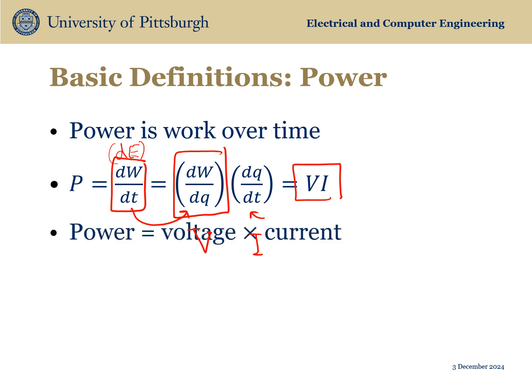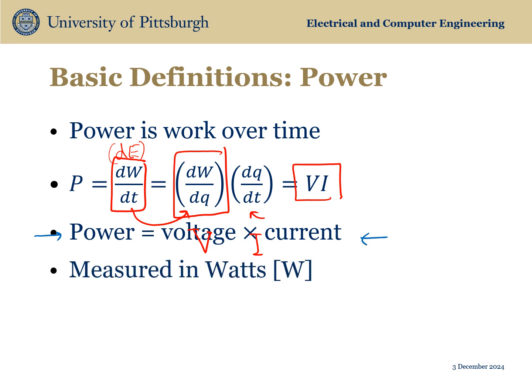So this is a universal equation that we can use to compute the power for any electric device. And the units for the power are watts, and we give it a symbol W. But please do not confuse the W that we now have for watt with the W that we have for the energy.